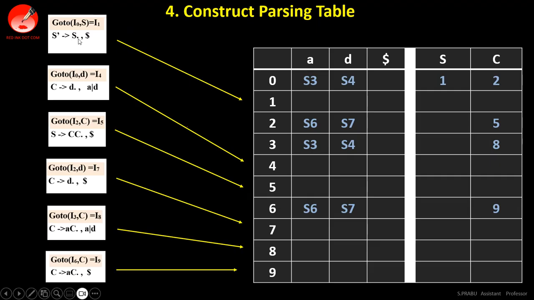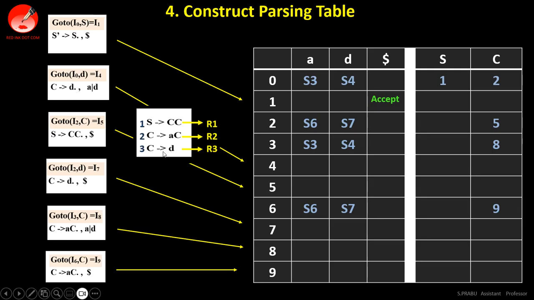For the first row, the starting symbol is going to end. So write the accept value in the dollar column. So this is common for all the grammars. For the fourth row, C tends to D dot. That is, third rule is going to end. So you should write R3 in the A and D columns.